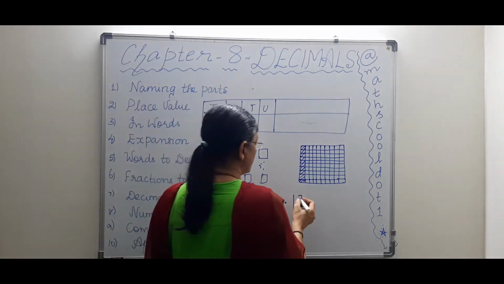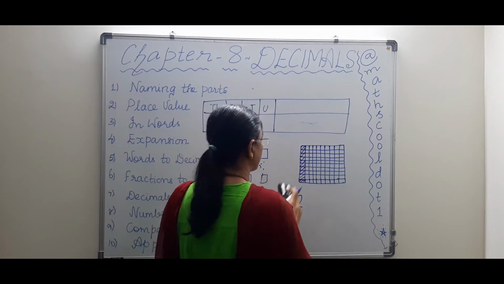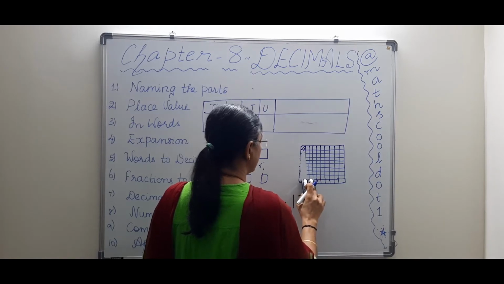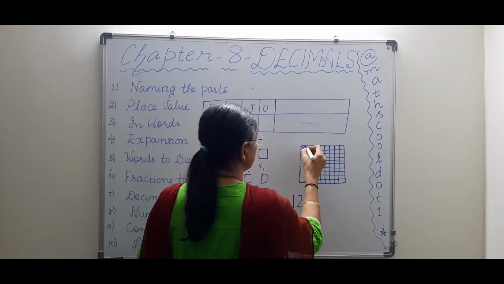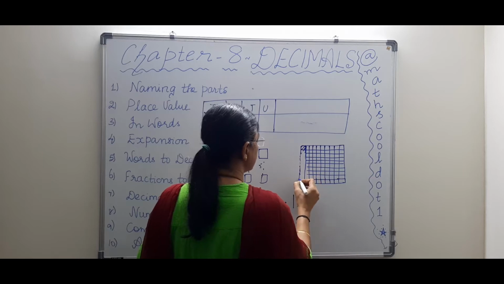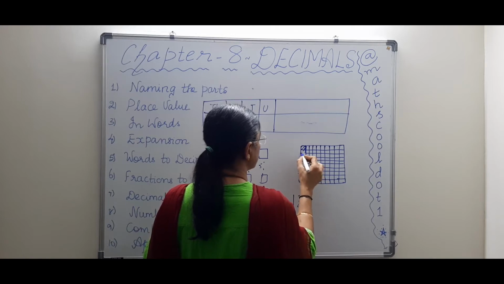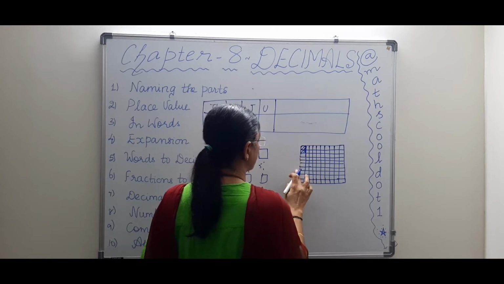And what I am going to do is, see, what is the number given here? Here it is 2, isn't it? So the next place is, we have the number in the next place as 2. So just shade 2 parts.